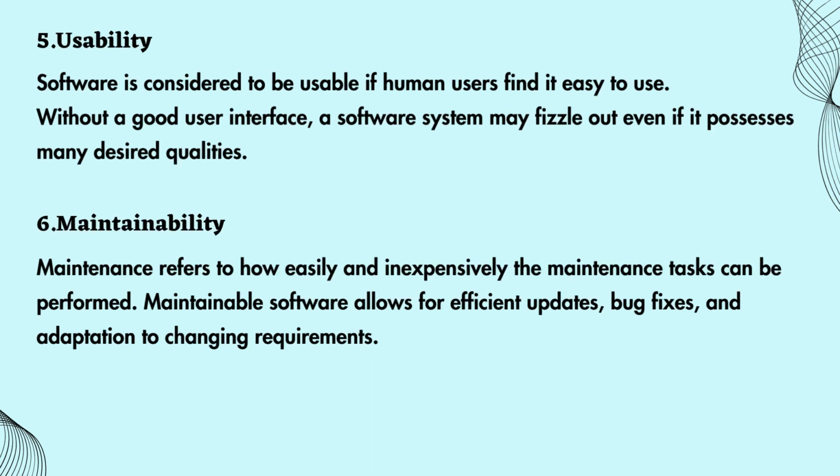The next one is usability. Software is considered to be usable if human users find it easy to use. Without a good user interface, a software system may fizzle out even if it possesses many desired qualities.